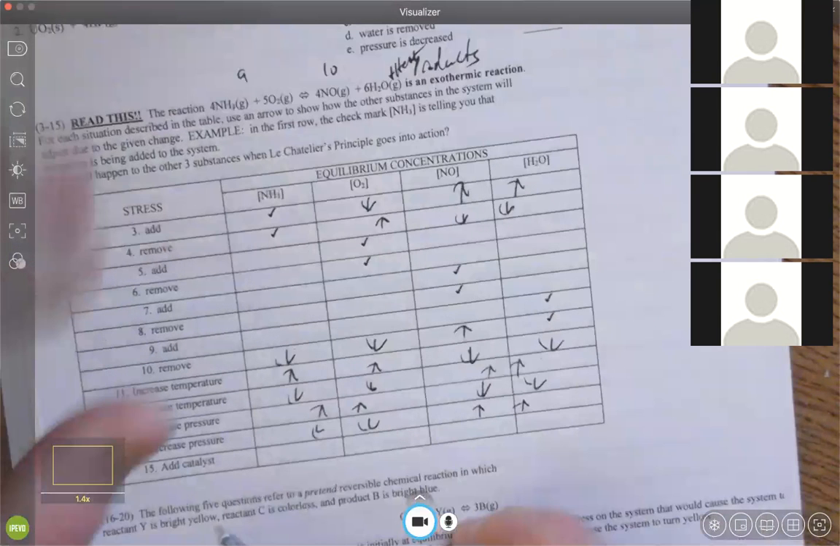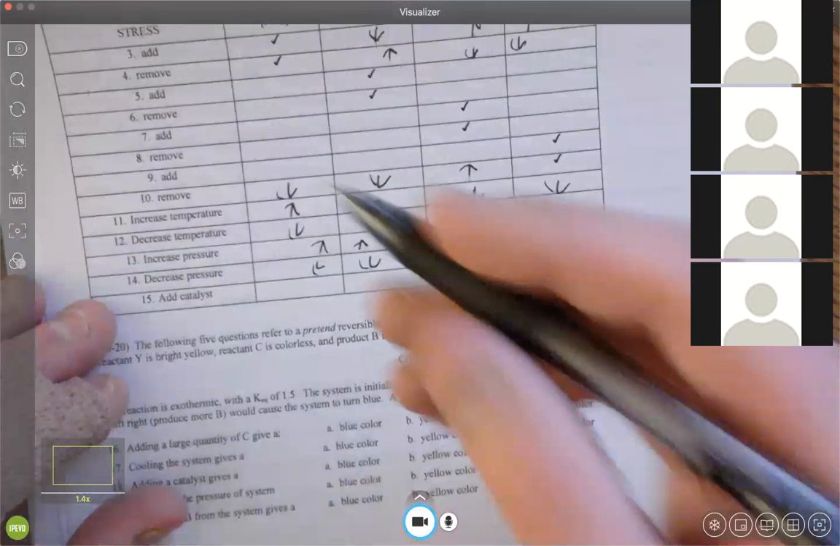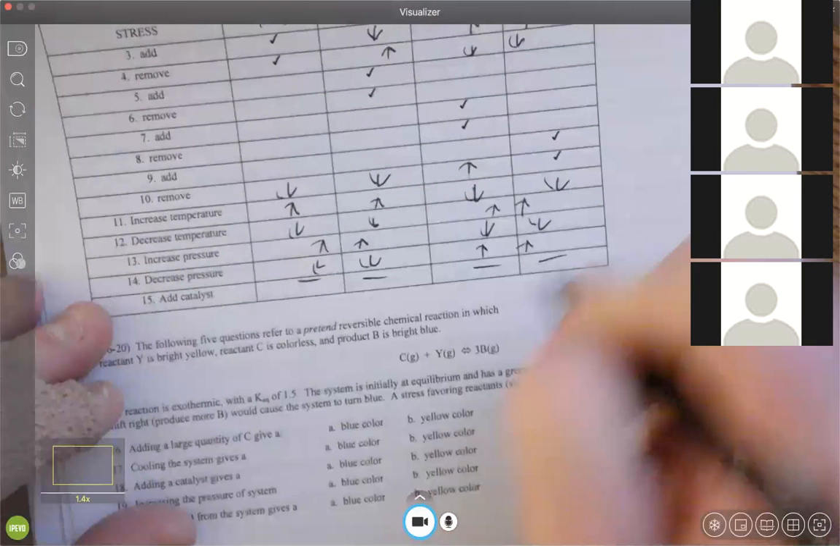Adding a catalyst will speed up forward and reverse reactions and will do nothing.